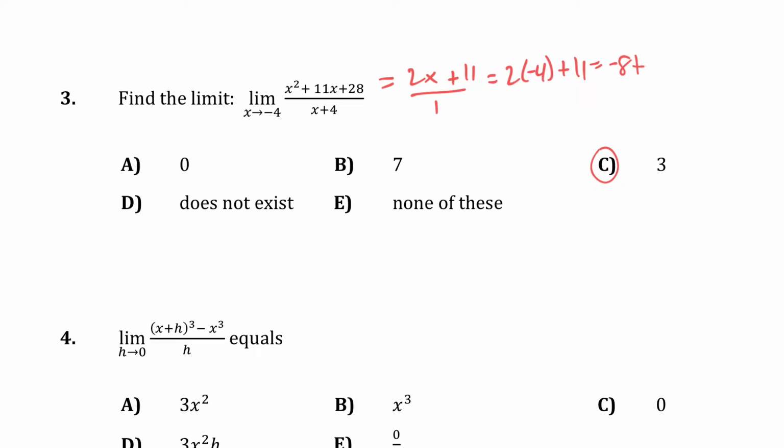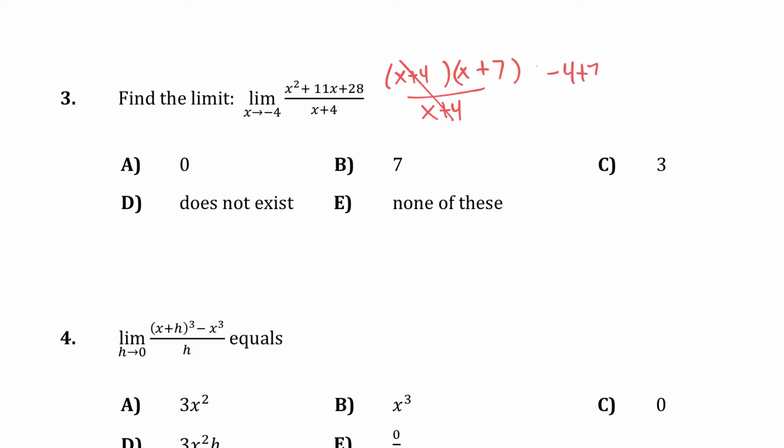There's another way to do this too. What you could do is factor the numerator, can't you? I think that's x plus 4 and x plus 7, divided by x plus 4. I would look for that. And then, boom, those cancel. And now you've got -4 plus 7, which is still 3. I kind of like that. Crossing stuff out feels kind of good.